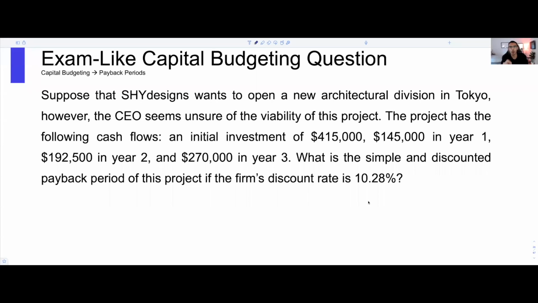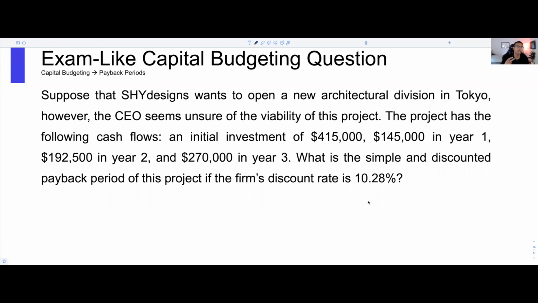Okay, so in this video, we're going to be looking at capital budgeting, but we're going to do a deep dive into payback periods. In this video, we're going to look at 3 exam-like payback period questions. The first one is going to serve as an introduction to give you all the tools and resources that you will need to understand the material.